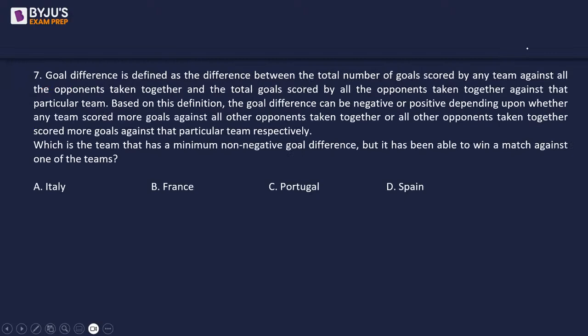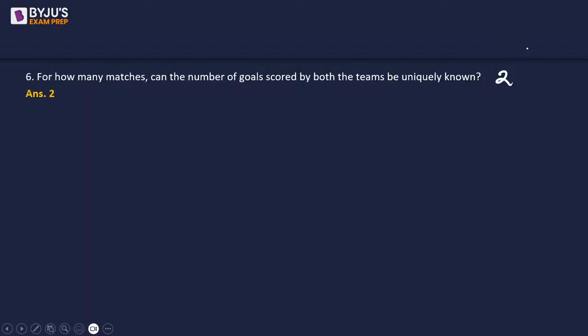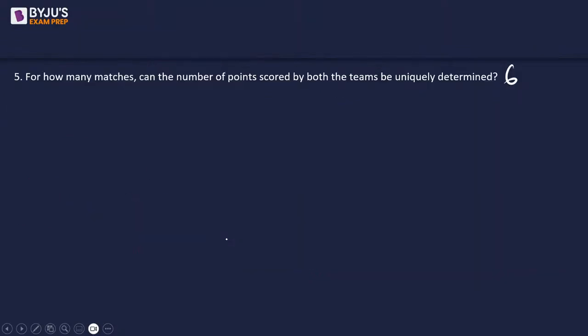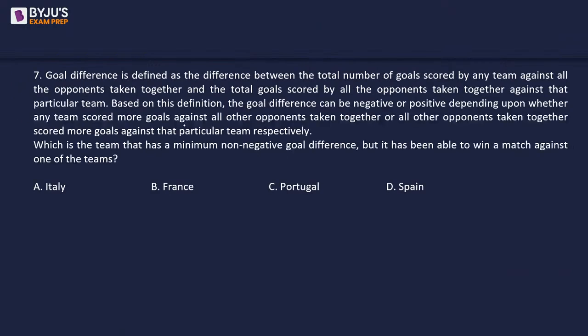ओके, next, goal difference is defined as the difference between the total number of goals scored by any team against all the opponents taken together and the total goals scored by all the opponents taken together against that particular team. Full stop है. Let's take an example. So what is the goal difference for France? It's 8 minus 5, 3. What is the goal difference for Italy? This is 10 minus 6, 4. What is the goal difference for Spain? This is 7. What is the goal difference for Portugal? नहीं पता. Because we don't know how many goals were scored against it. ठीक है?